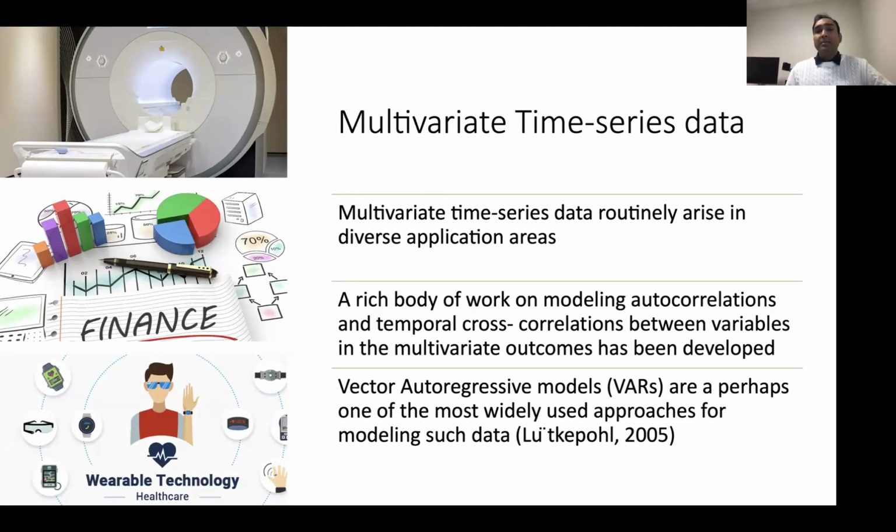And so multivariate time series data obviously arise routinely in different applications, in finance, in wearable devices, and also brain imaging. And so to model these kinds of data sets, there's a rich literature. And one of the very highly used tools to do this is vector autoregressive models. So we're going to focus on vector autoregressive models for this talk, but again, the ideas are fairly generalizable to other settings.